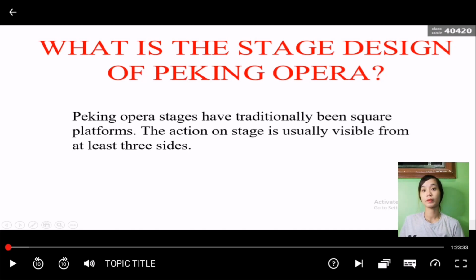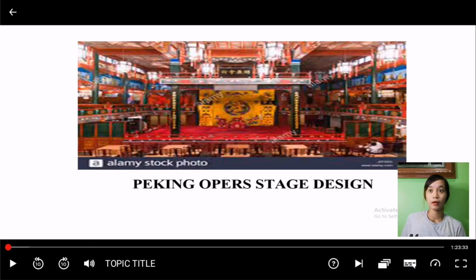The last one is, what is the stage design of Peking opera? Peking opera stages have traditionally been square platforms. The action on stage is usually visible from at least three sides. The stage is divided into two parts by an embroidered curtain called a shoujiu. Musicians are visible to the audience on the front part of the stage. This is the example of stage design of Peking opera.